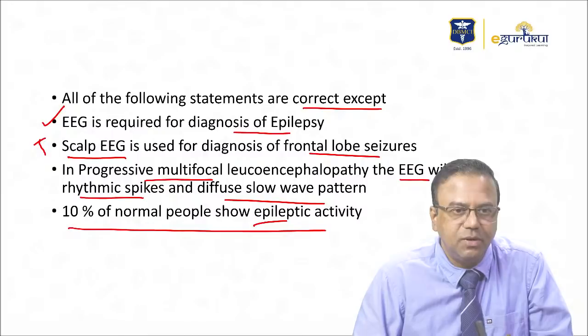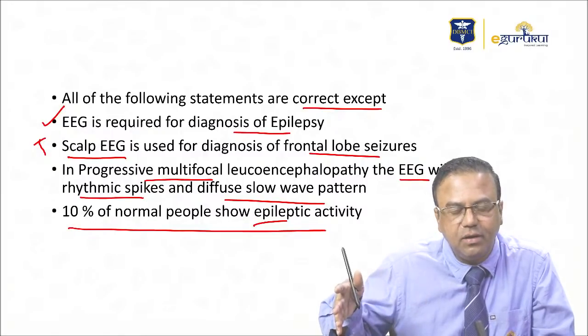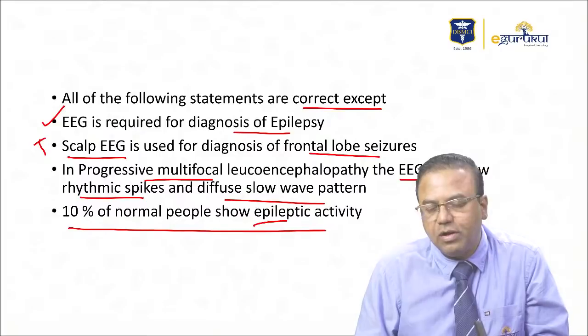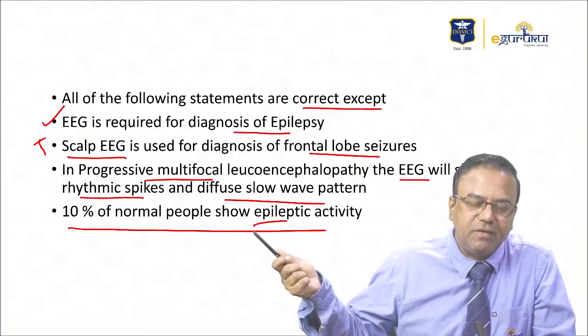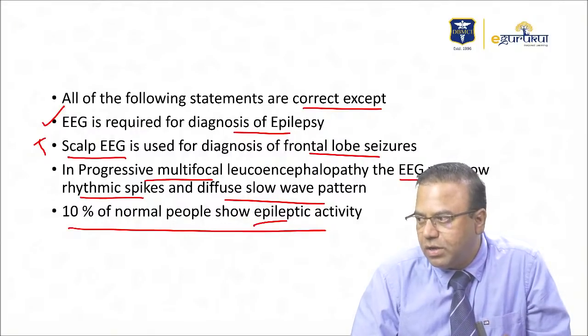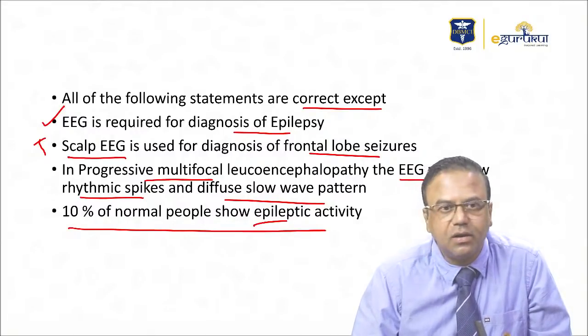Okay, if the patient is hypoglycemic, you can get a lot of abnormal activity, and then that looks like epileptic. So the point that you need to understand is, can normal people have some epileptic activity in the EEG? The answer is very much yes. Now that we are talking about the third option correct now.